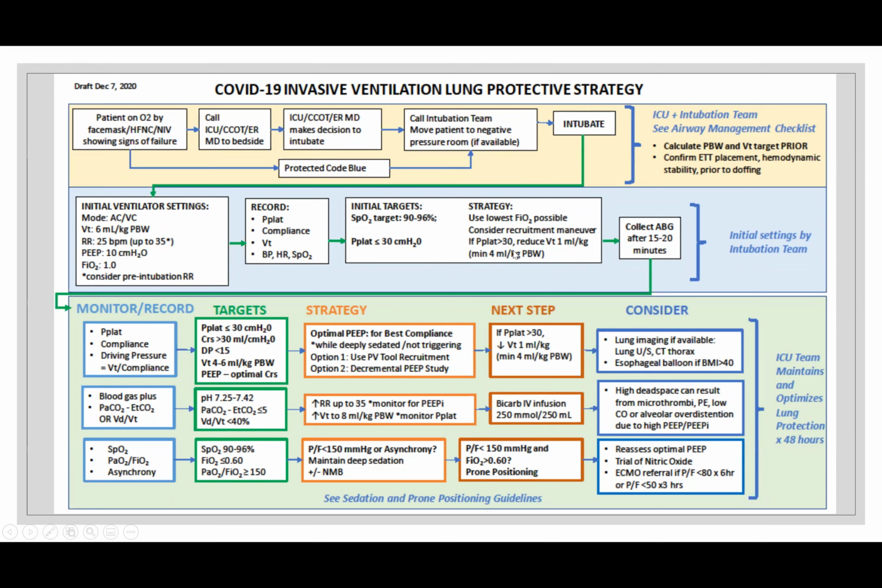You can see here if their plateau is less than 30, reducing the tidal volume by 1 mil per kilo, and then recording an ABG and titrating. So we can do things to try and get to these targets. Plateau less than 30, good compliance, driving pressure low, all the things we talked about. And this is on the intranet.